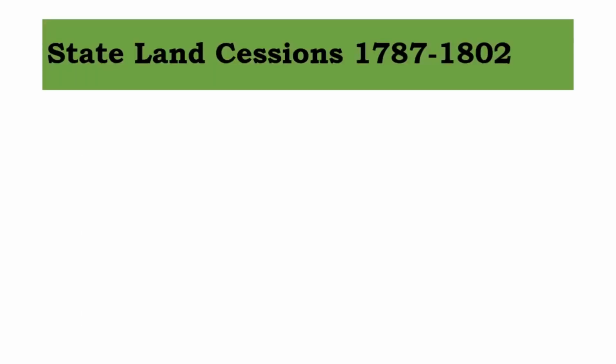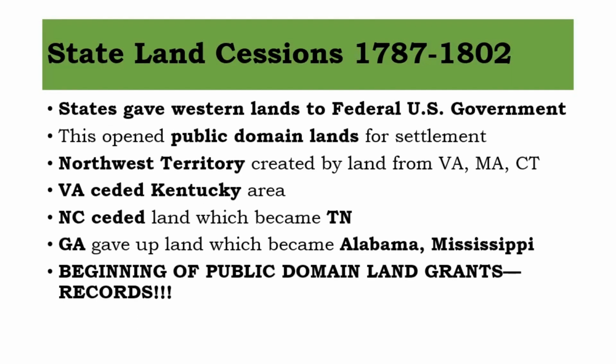There were state land cessions, of course, in 1787, when we were seeking to become the United States and we put together the U.S. Constitution. States gave up their western lands. So Massachusetts gave up the land that it had claimed up in Maine. It gave up the land that it had claimed going westward all the way to what is today Indiana, Illinois. And they became public domain lands that the U.S. government could put settlers on.